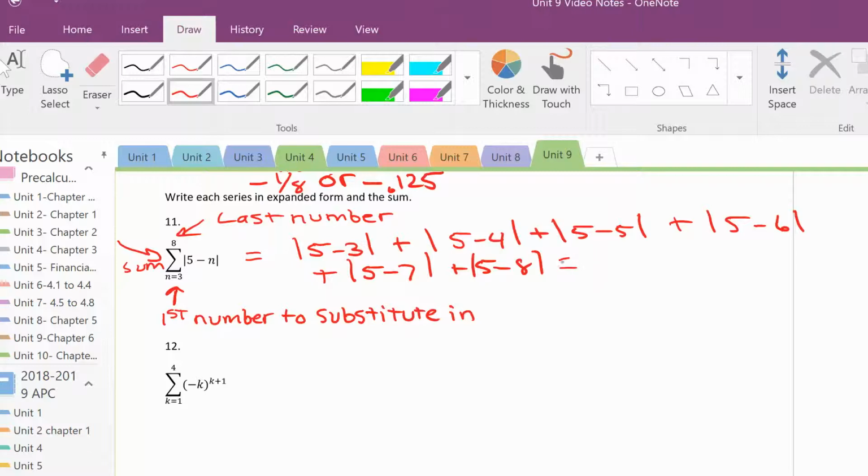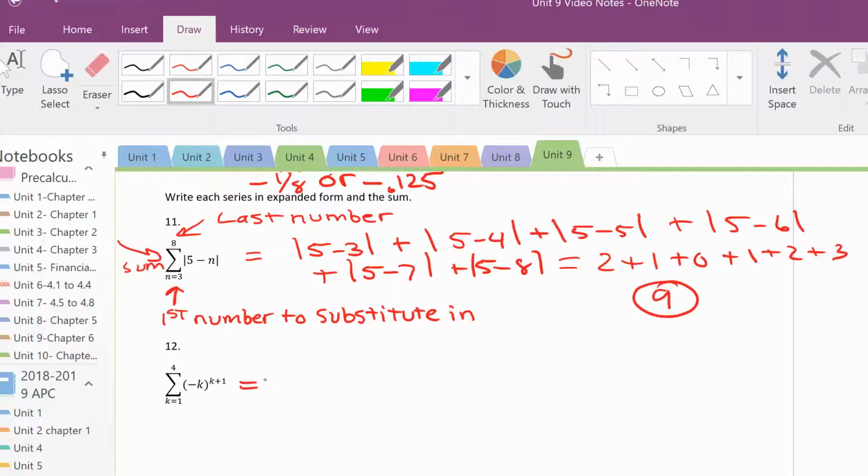So you're going to add those all up. So you have 2 plus 1 plus 0 plus 1 plus 2 plus 3. So 3 plus 0, 4, 6, 9. So the sum is equal to 9. And that's what you're doing. You're just substituting all the numbers starting with 3 up to 8 into that equation and adding the answers together.